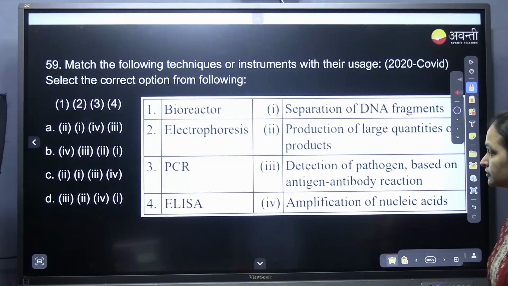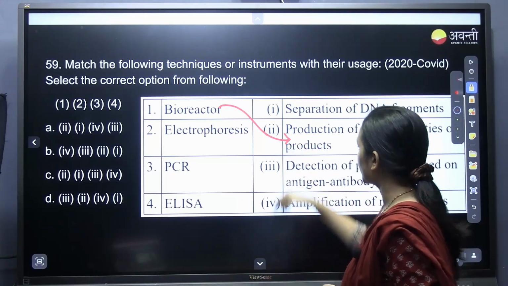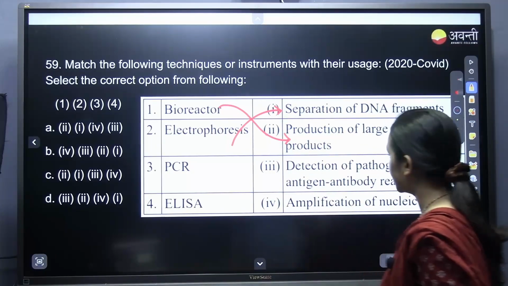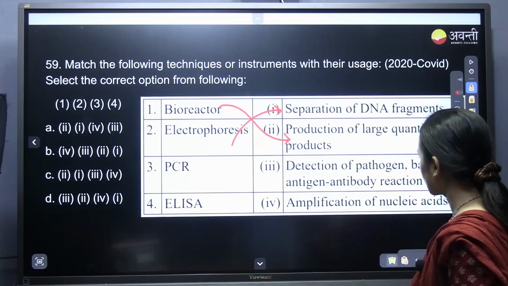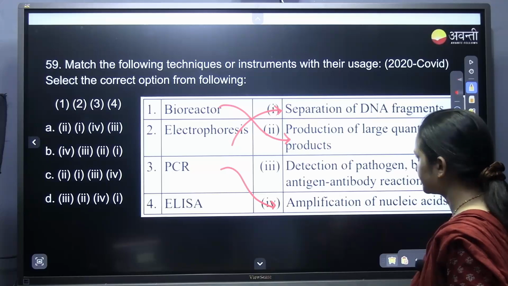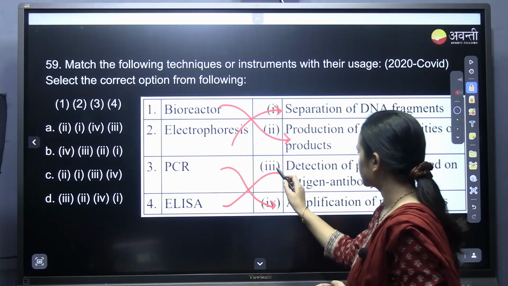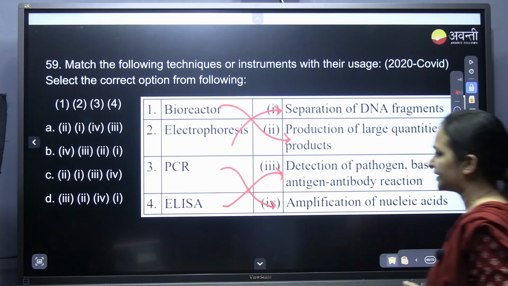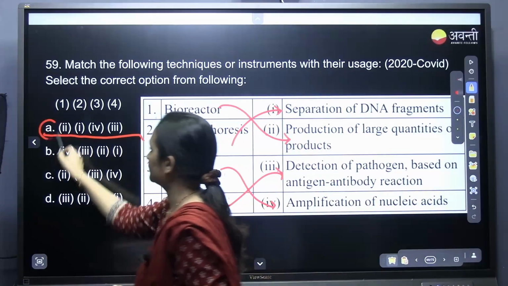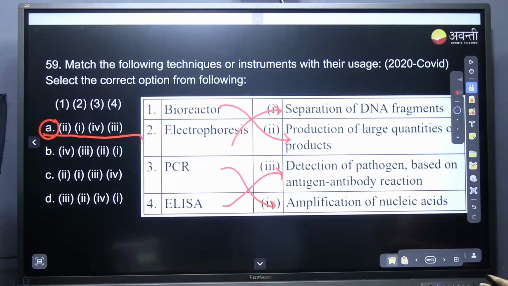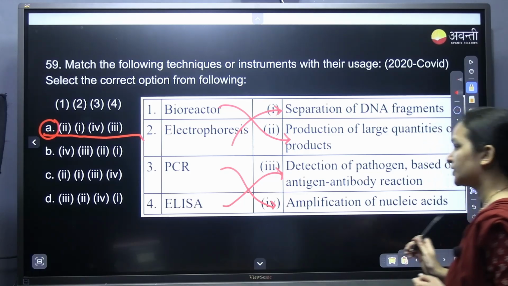Now match 1 and 2. Bioreactor, production of large quantities of product. Electrophoresis, separation of DNA fragment. PCR, amplification of nucleic acids. ELISA, detection of pathogen based on antigen antibody reactions. 4-3. Yes. So A is the correct answer.